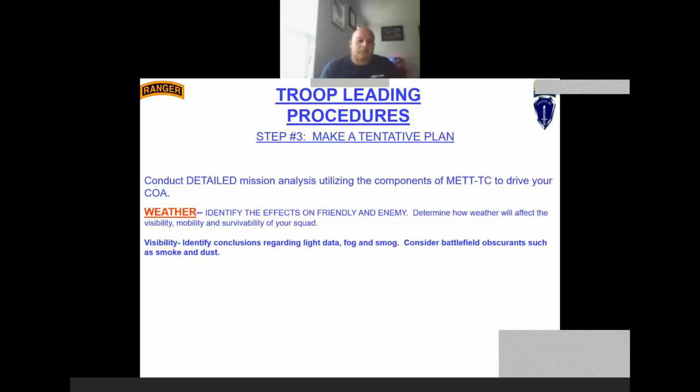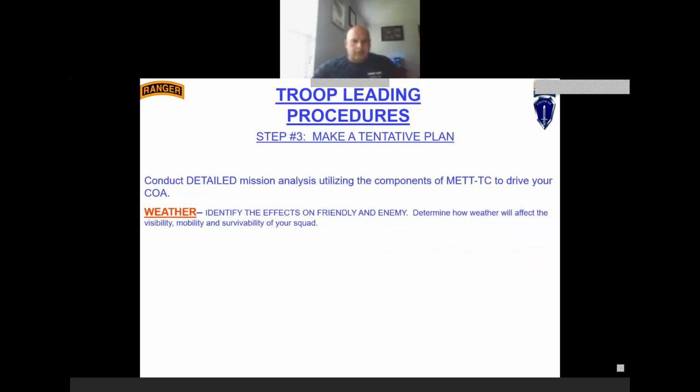It cuts visibility. Cuts visibility, right? So you also can't hear the enemy as well, right? Because it drowns out the sound. Whatever helps us helps the enemy at the same time.